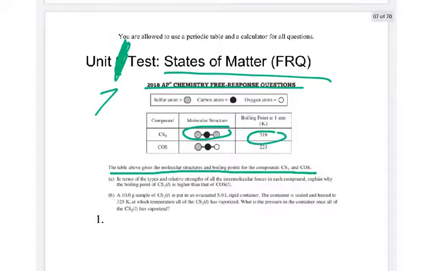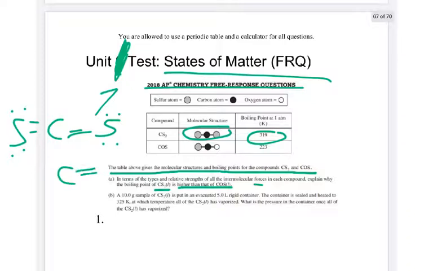So let's look at A. In terms of the types and relative strengths of all the intermolecular forces in each compound, explain why the boiling point of CS2 is higher than that of COS. So let's draw out CS2. CS2 looks like this, and let's draw the lone pairs. And COS looks like this according to the diagram. And let me draw the S over there.